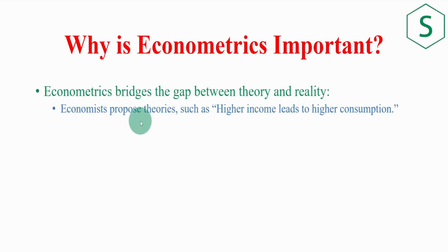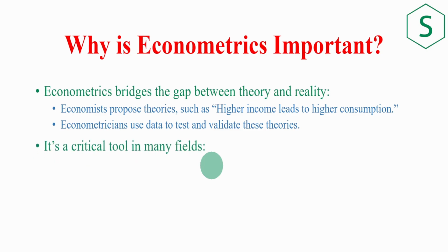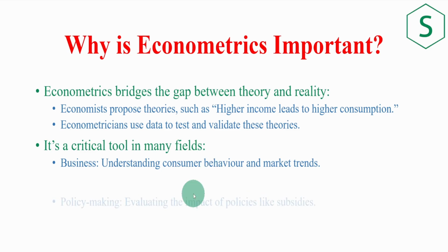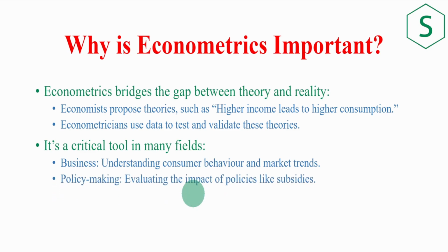For example, economists propose theories such as higher income leads to higher consumption. They also use data to test and validate these theories. Econometrics is a critical tool in many fields such as business in order to understand consumer behavior and market trends. It is also used in policy making, especially in evaluating the impact of policies like subsidies, lockdown, and so on. In academia, econometrics can be used to advance economic research. You require a good knowledge of econometrics to be able to publish in high-impact journals.